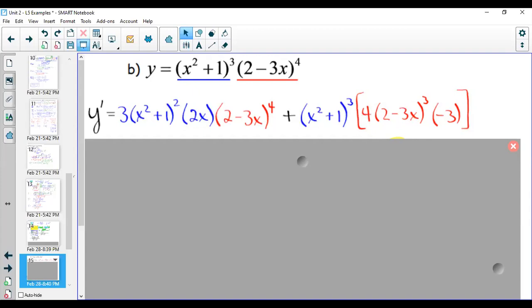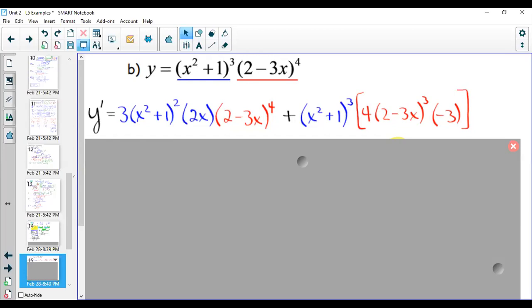In university, not us, but in university, they're going to give you much higher powers, which makes it possible that if you have (2 minus 3x) to the power of 11, it's going to take you just an hour to try to expand that. So you need to use these rules that make life simpler and cut down on the possibility of any mistakes.